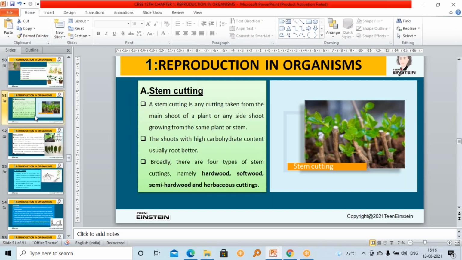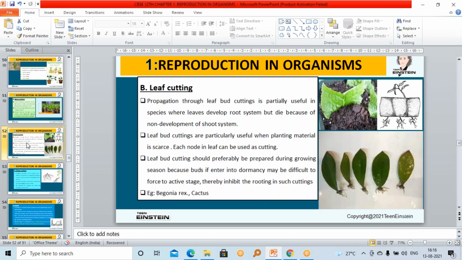Then the next one is leaf cutting. Leaf cutting, you can see, is nothing but the propagation of leaf bud cutting. That leaf bud cutting we are making into a big plant or a normal plant. Only that is done in this method. The leaf bud, we are developing as a separate plant. That is done in leaf cutting.